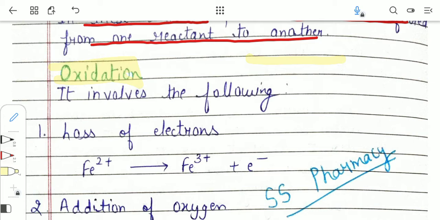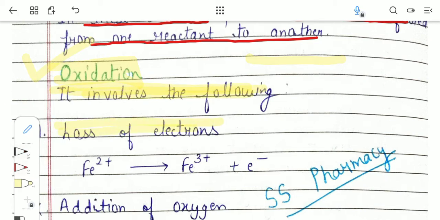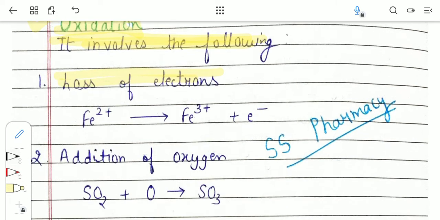Firstly here we are going to talk about oxidation. It involves the following. The very first point is the loss of electron. As you can see over here, this is our ferrous ion, and when this ferrous ion loses one electron, it gets converted into our ferric ion. Here this element undergoes oxidation because we can see that it loses one electron.